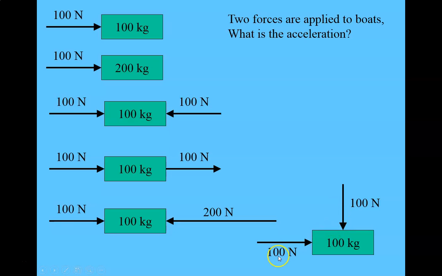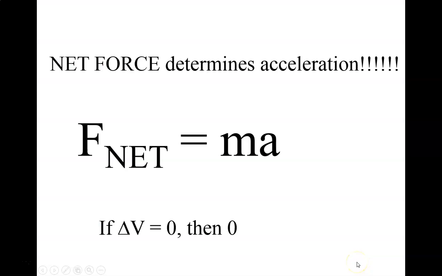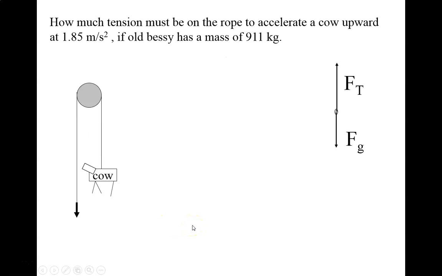Okay, and what about this one? This one, 100 squared plus 100 squared equals 141 squared. So basically the net force would equal 141 newtons down and to the right. So the acceleration would equal 1.41. So net force equals mass times acceleration. So if the net force is 0, then the change of velocity is 0.